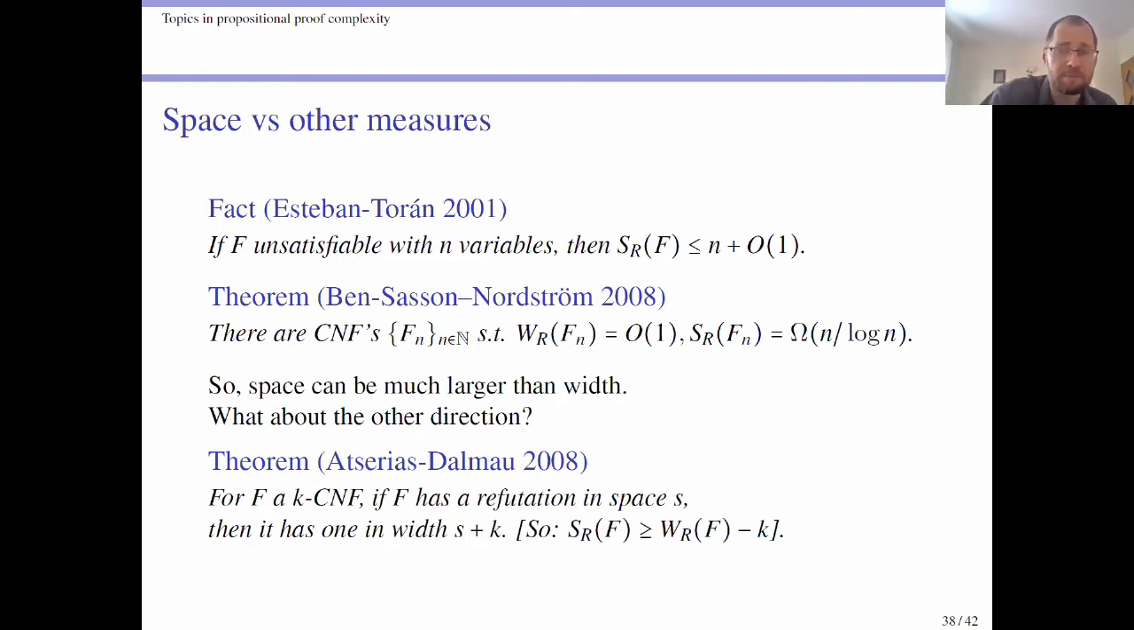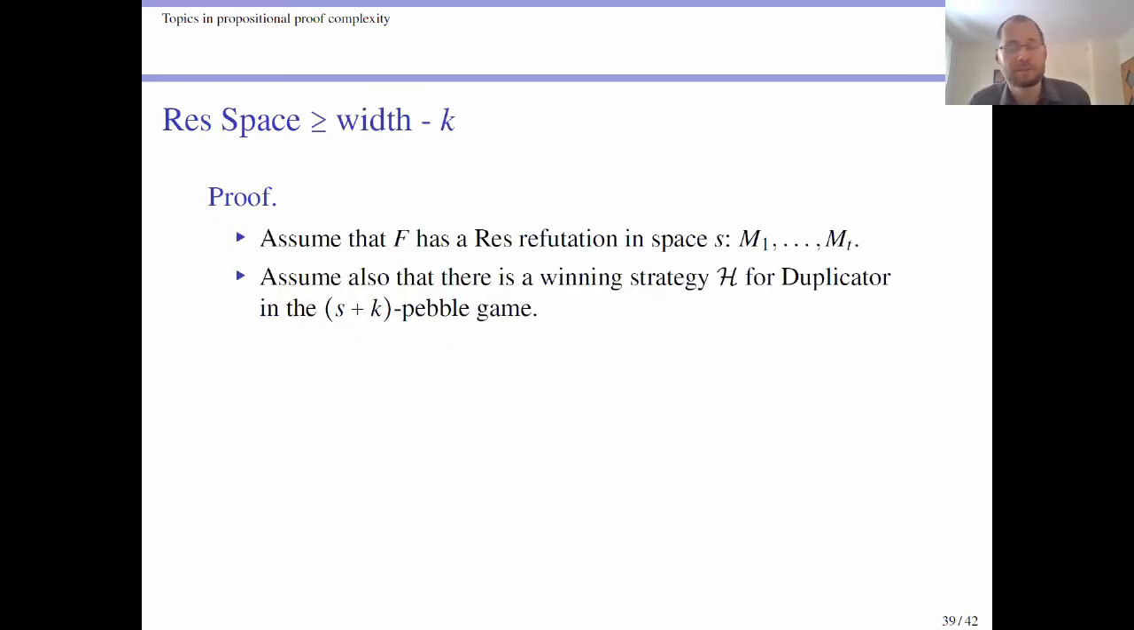So this argument is pretty simple once you've got the games, and we can do it. So we're proving that the space needed to refute a formula is essentially lower bounded by the width. So let's assume that it's not the case. So there's some formula that can be refuted in space S, and that space S proof, written up as a sequence of configurations, is M1 to MT. So each Mi has only S clauses in it at most.